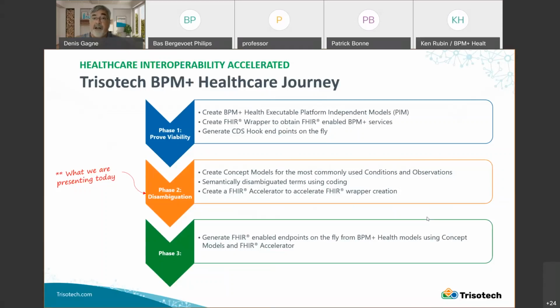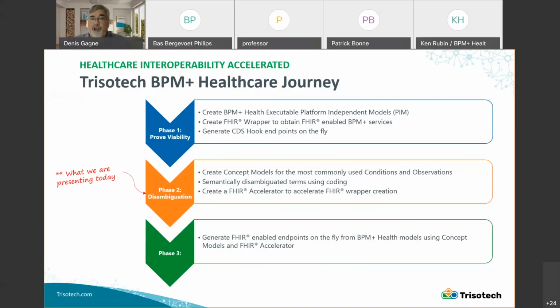So Trizatech has been on a healthcare journey for a few years now. The first phase of our journey was mostly focused on looking at how we can create BPM Plus Health executable models that were platform-independent models. So that was our main first focus in phase one. And then we took these platform-independent models and put them in a FHIR-specific wrapper, to have them run against FHIR databases and data stores in various environments, and using CDS Hooks that were generated on the fly.